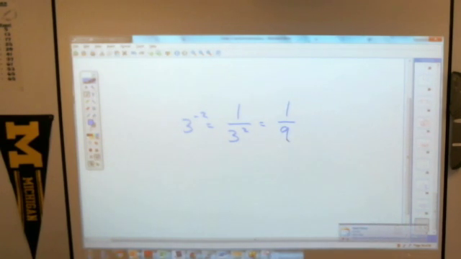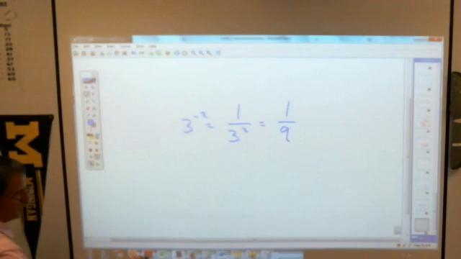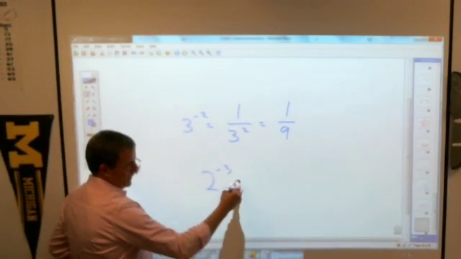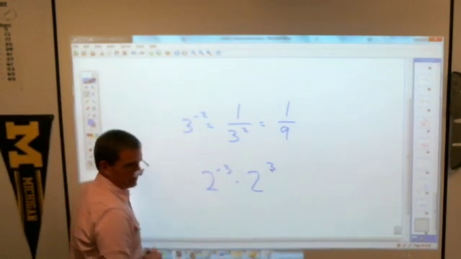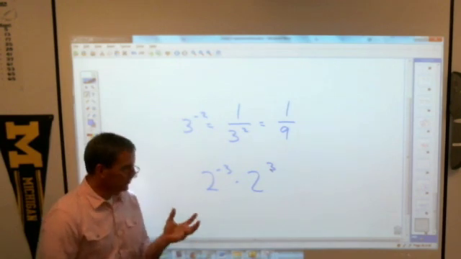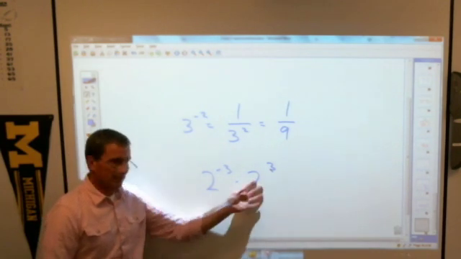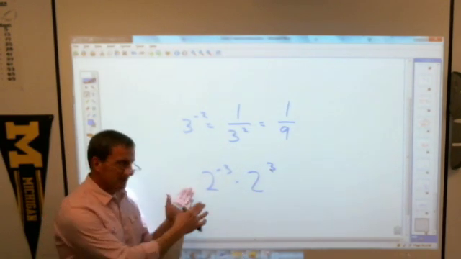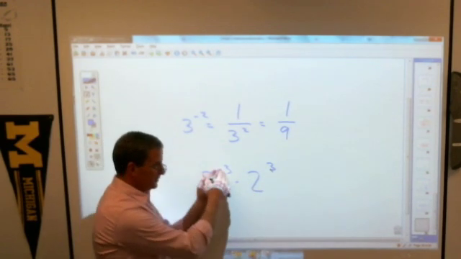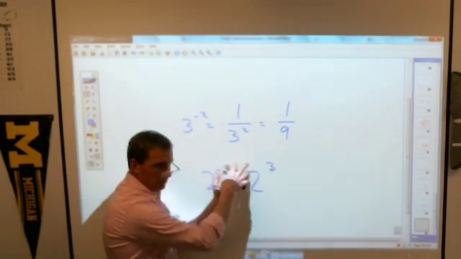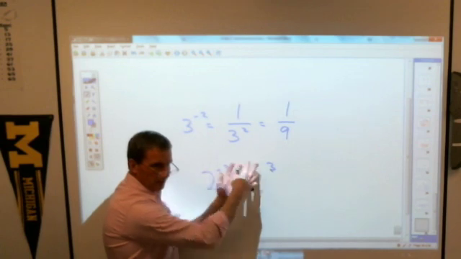That's not a new one, by the way. Anything to the 0 power, ladies and gentlemen, is? Anything to the 0 power is 1. Letter D. Now, before you get all bent out of shape here, 2 to the negative third power times 2 to the third power. You don't have to say this is 1/8 and that is 8 and multiply them together because these are like bases. If like bases are this, what do you do with the exponents? What do you do with exponents?